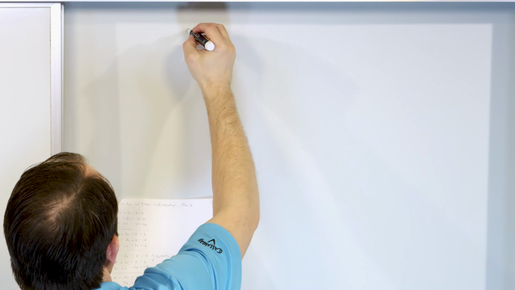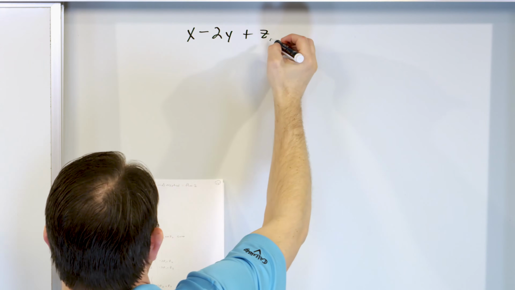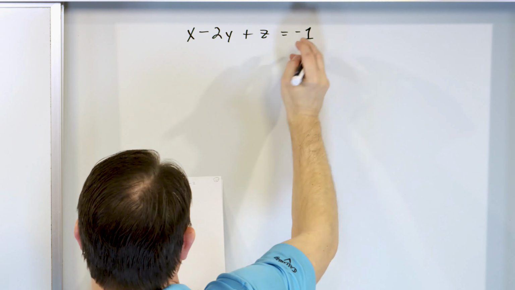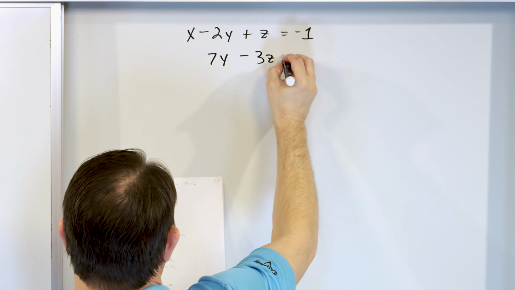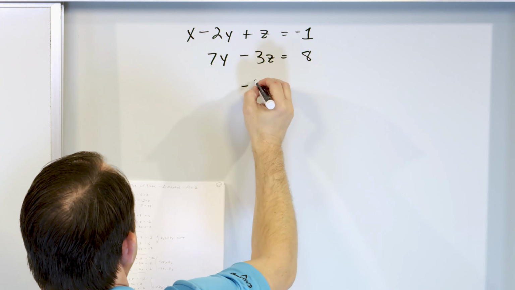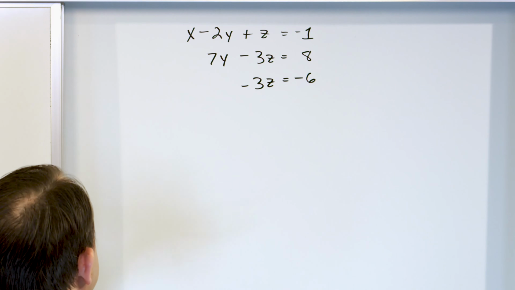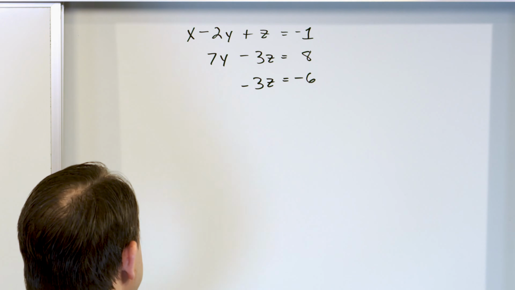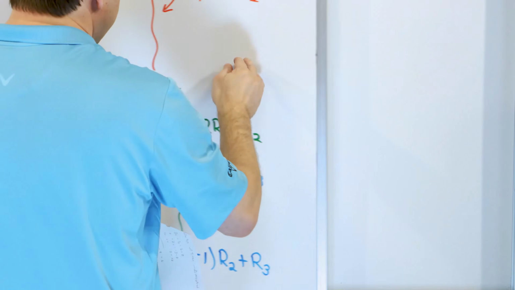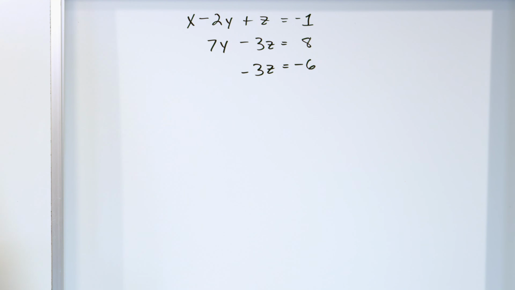What we've left with is x minus 2y plus z is equal to negative 1. Then we have 7y minus 3z is equal to 8. Then we have negative 3z is equal to negative 6. Let me double check. X minus 2y plus z is negative 1, 7y minus 3z is 8, and negative 3z is equal to negative 6. I have made no changes between this and what we wrote here. I just copied it over again.